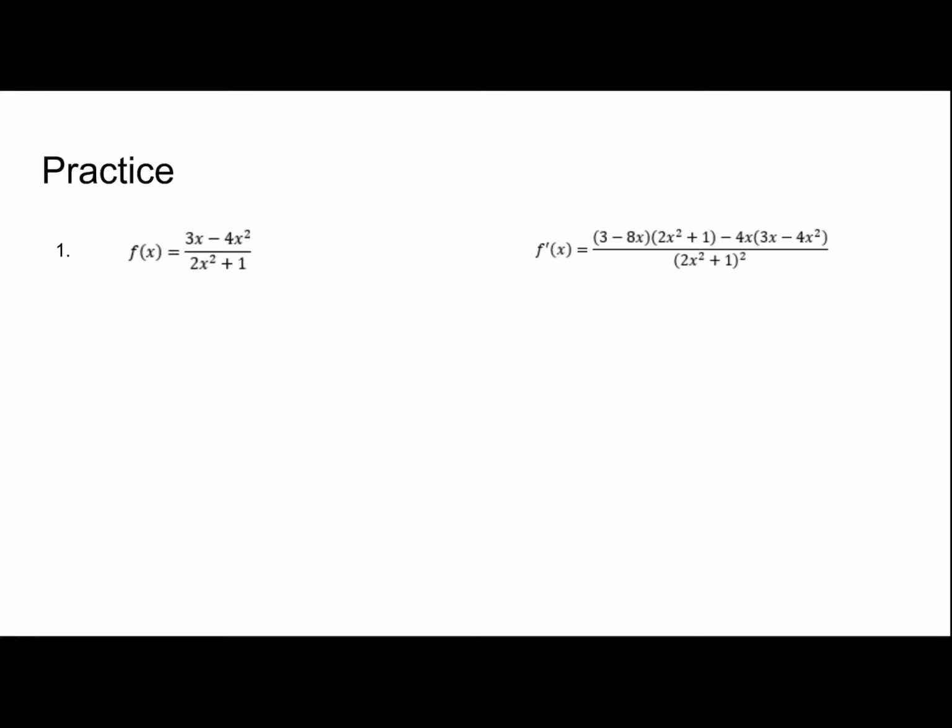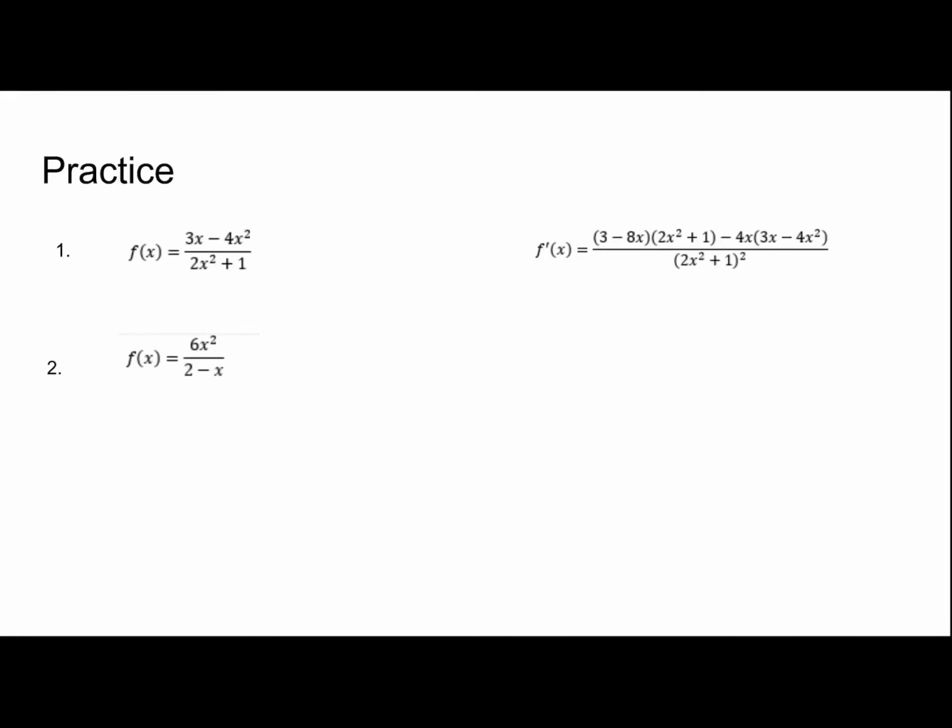And we're going to minus, we're going to take away, 4x, which is the derivative of the bottom function. The derivative of 2x squared plus 1 is 4x, multiplied by the non-derivative of the numerator, which is 3x minus 4x squared. And at the end, we're going to divide by the denominator squared, which is 2x squared plus 1 squared.